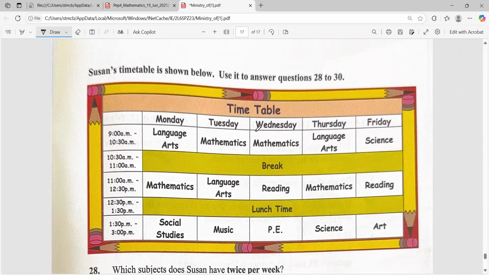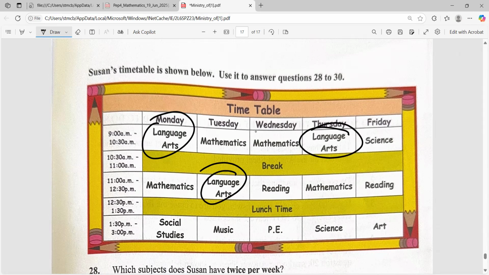Susan's timetable is shown below. Use it to answer questions 28 to 30. Which subject does Susan have twice per week? I'm going to check out language. You have language Monday, language Tuesday. There's no more language.